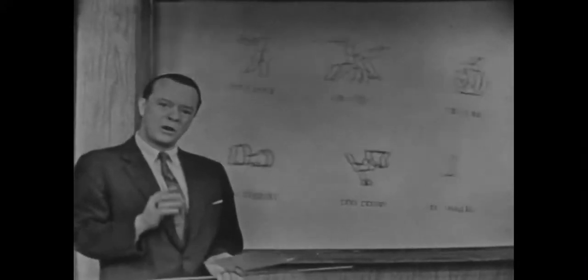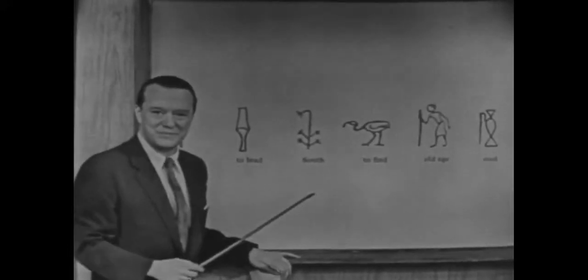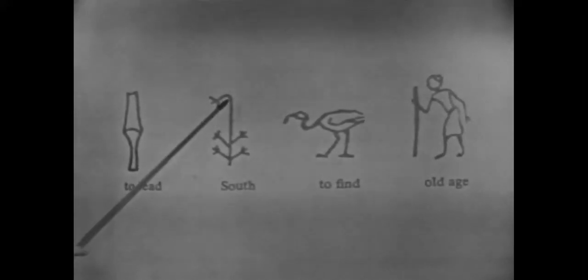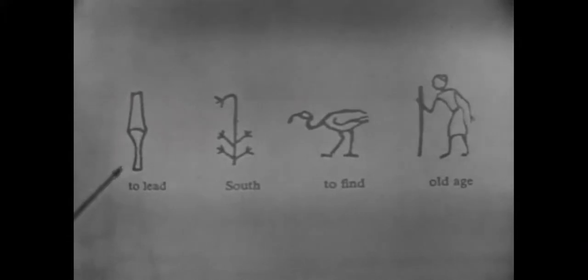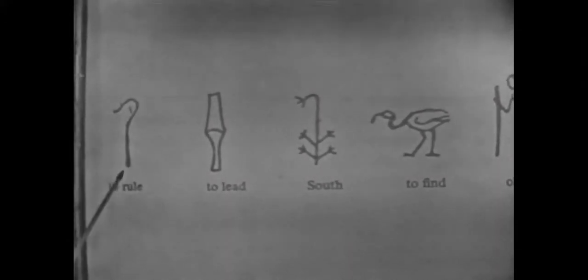And then, too, there were actual pictures that represented concepts, if you will, or ideas. To find, here's a bird getting a worm. South, the plant turned this way. To lead, the symbol of a ruler, and this one to rule, a scepter. And then cool, actually water running out of a vase, old age.